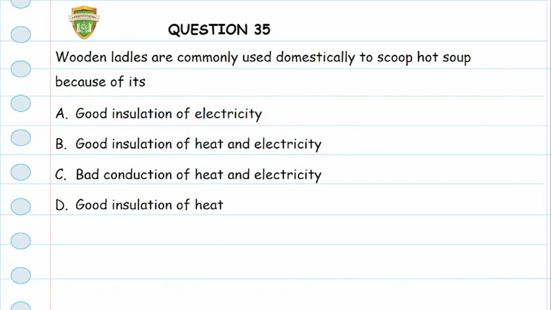Question 35. Wooden ladles are commonly used domestically to scoop hot soup because of its. Now, you can already read the question there. The question is talking about scooping hot soup. That means that we're dealing with heat. So automatically that removes option A, B, and C because you can see electricity there. Electricity has nothing to do with hot soup, so that removes A, B, and C. And that brings us to the answer, which is D, good insulation of heat, right?